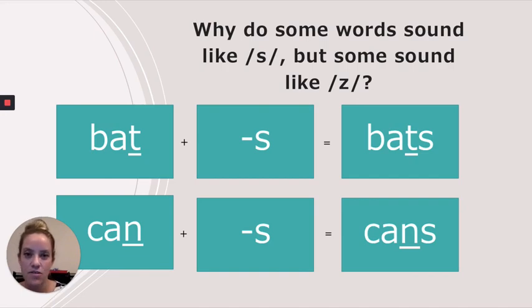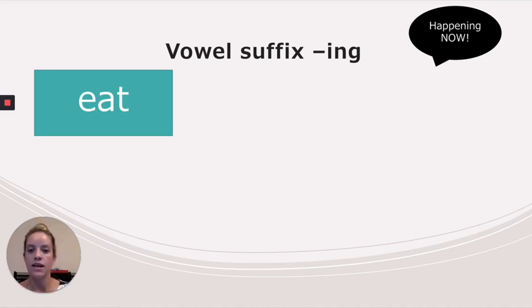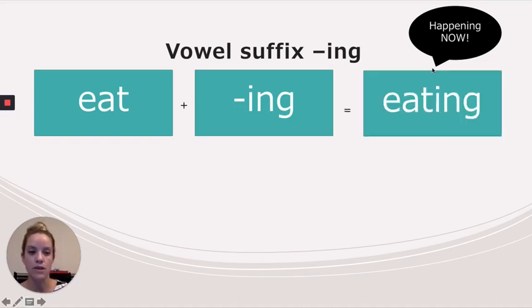All right, final suffix. This is our vowel suffix, ing, and it's a vowel suffix because it begins with an I, and I is a vowel. It means that it's happening now. So, one example that I have is eat, right? I need to go eat. If I add ing to the end of that, I wouldn't say I need to go eating. I would say I am eating because it's happening right now. And so my derivative would be eating.